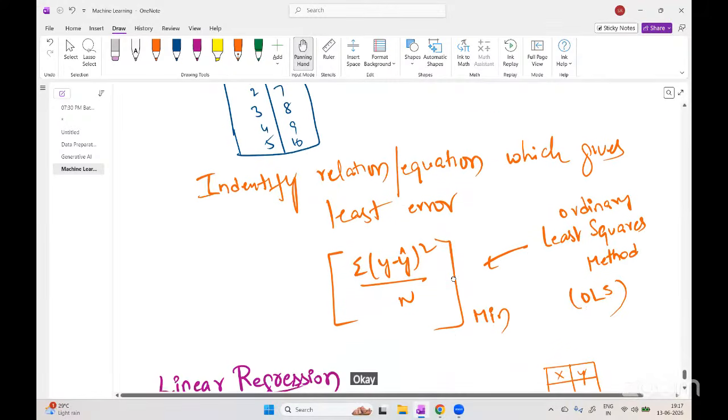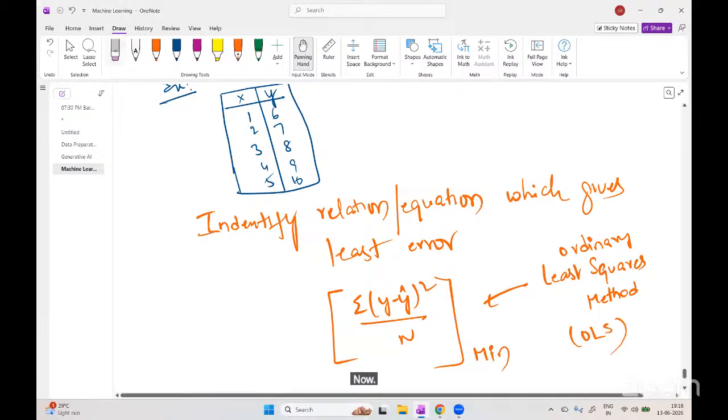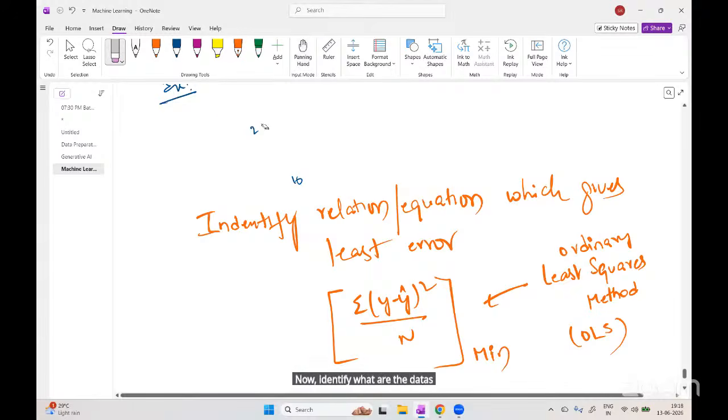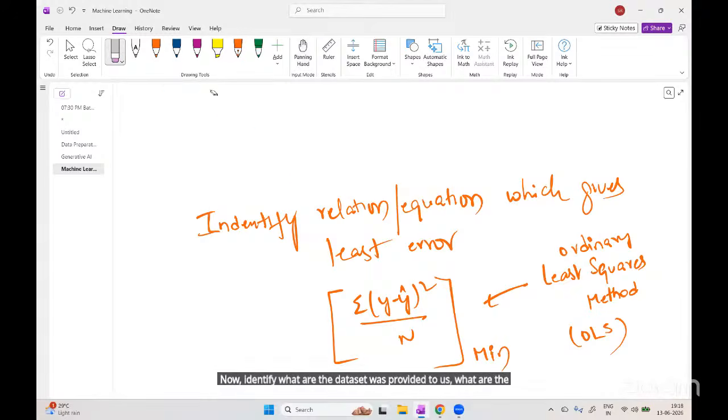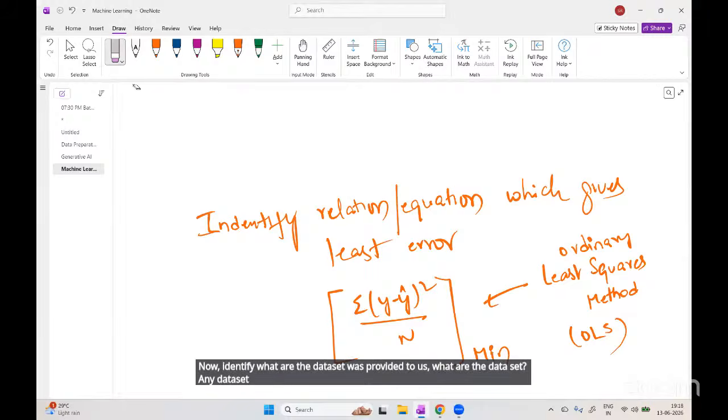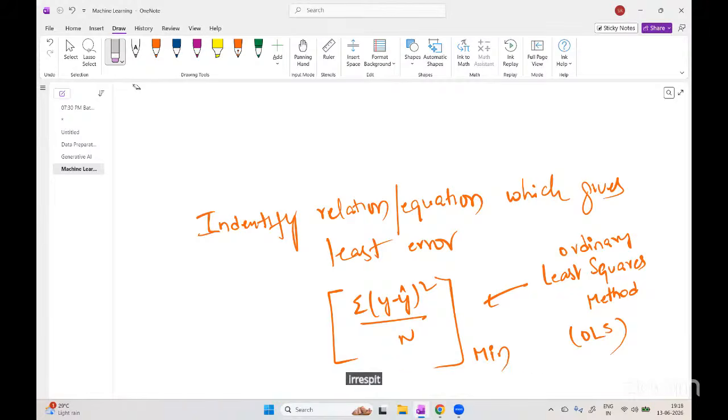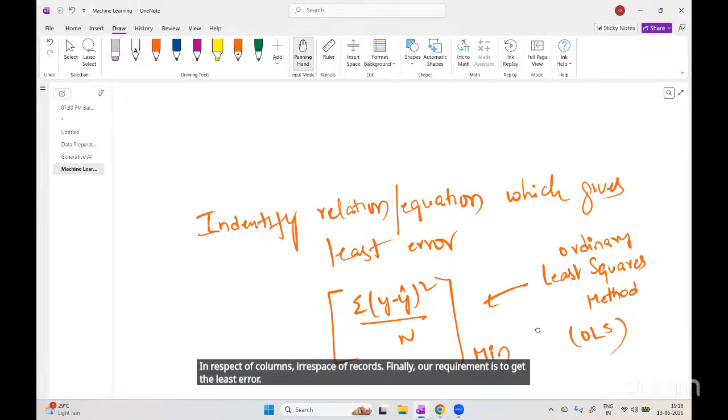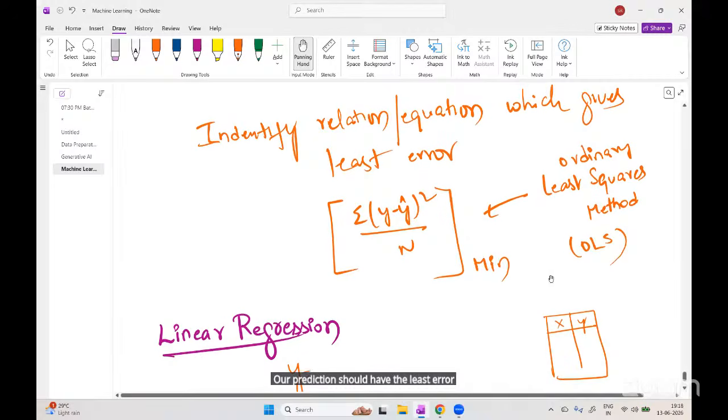Okay. Now, identify what are the data set was provided to us. What are the data set? Any data set, whether it is 10 records, whether it is 10,000 records, whether it is 10 columns, whether it is 10,000 columns. Irrespective of columns, irrespective of records, finally, our requirement is to get the least error. Our prediction should have the least error, irrespective of the size of the data.